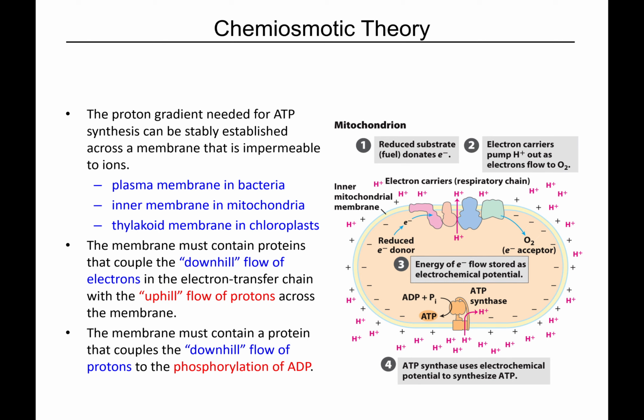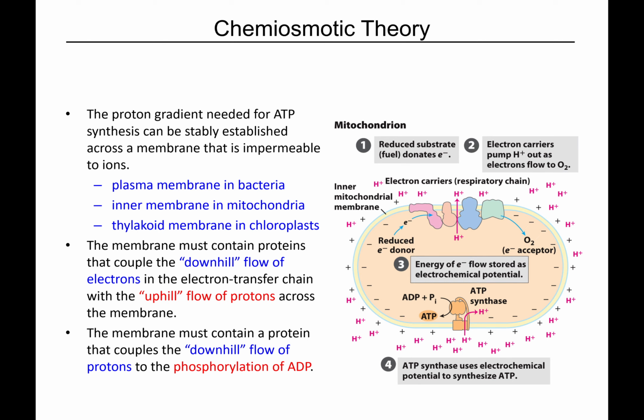And there's a gradient where there's a high concentration of protons on the outside of the membrane, a low concentration on the inside. So there's a concentration gradient and a charge gradient that is stored energy, right? That gradient is stored energy. So as we pump protons from the outside to the inside, we can harness that energy and use that energy to drive the synthesis of ATP, okay? So we know it's this chemical energy stored as this proton gradient that is what drives the synthesis of ATP.